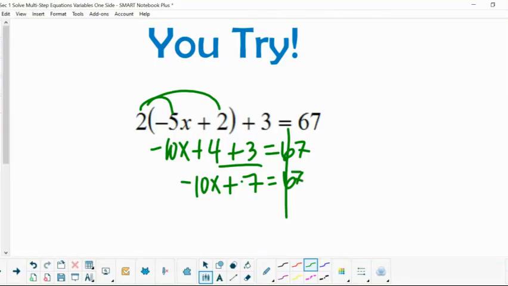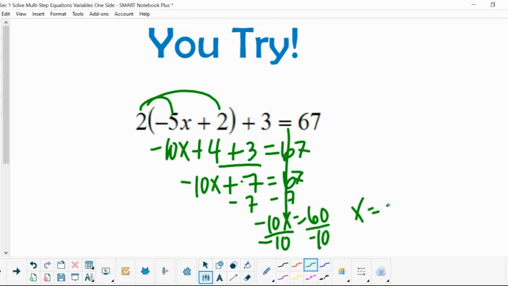Quinn, now what? Minus 7, negative 10x equals 60. So if you divide by negative 10, hopefully everybody got negative 6. Everybody that I saw got negative 6. Good, good. Okay, so that's our equations.